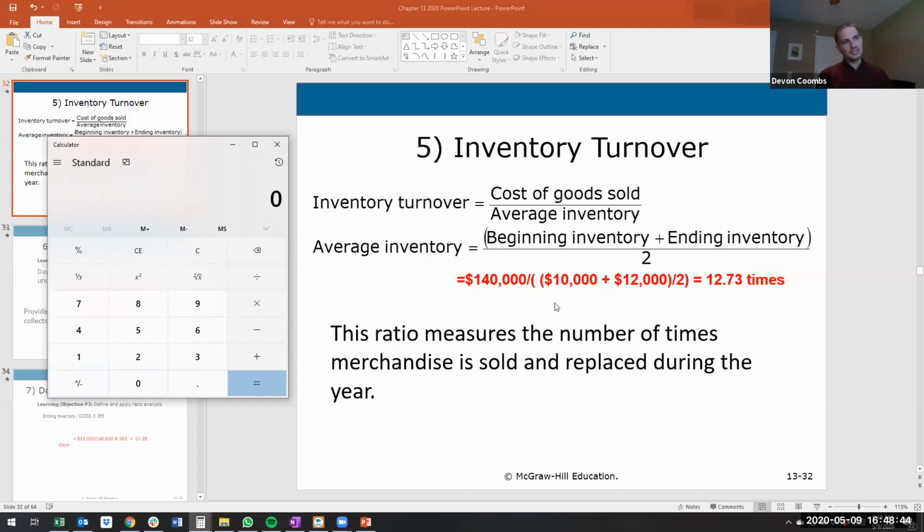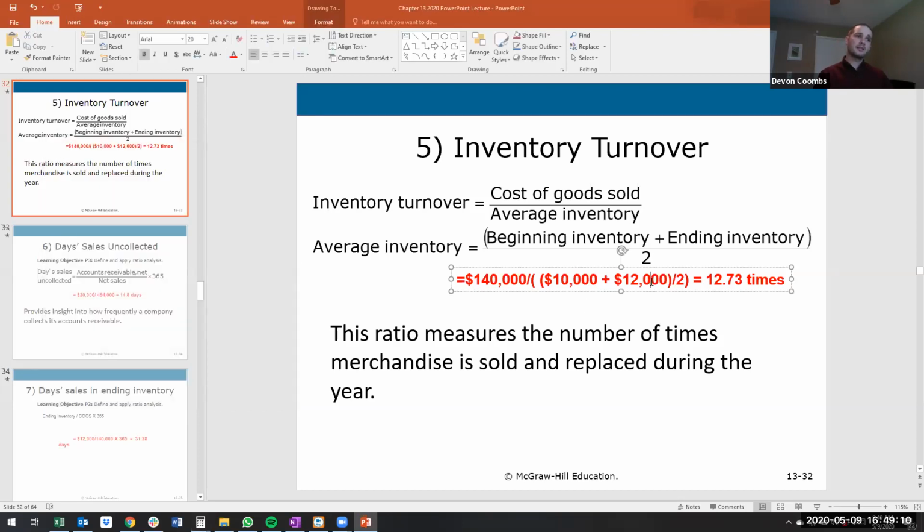In this example, they're just taking the 10,000 plus 12,000 divided by 2, and then you take your 140,000 cost of goods sold divided by that amount, which was 11,000, to get your 12.73 times, which means that they sold their inventory about 12.73 times. It tells us how quickly the turnover is. That could be useful if we're comparing Walmart to Target and see, well, the higher this is, it means that the company's managing its inventory very well. It's not holding on to a lot of inventory, it's turning it over very quickly.